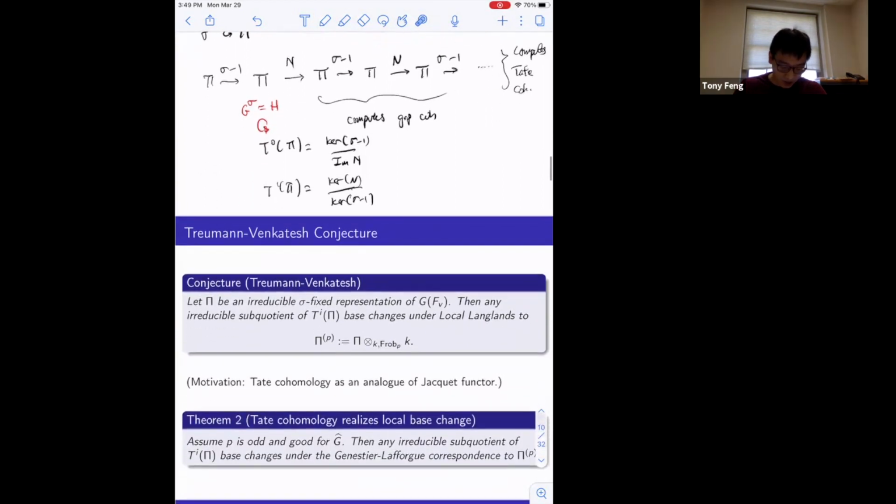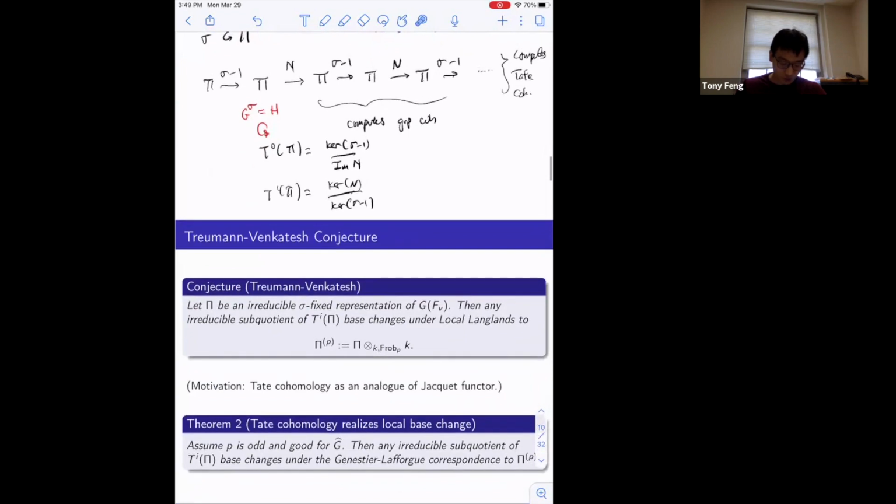And the second theorem is that it is true, that Tate cohomology realizes local base change, or in other words, under some sort of mild technical assumption, the conjecture holds for the Genestier-Lafforgue correspondence. Any irreducible subquotient of the Tate cohomology base changes to the Frobenius twist of pi.